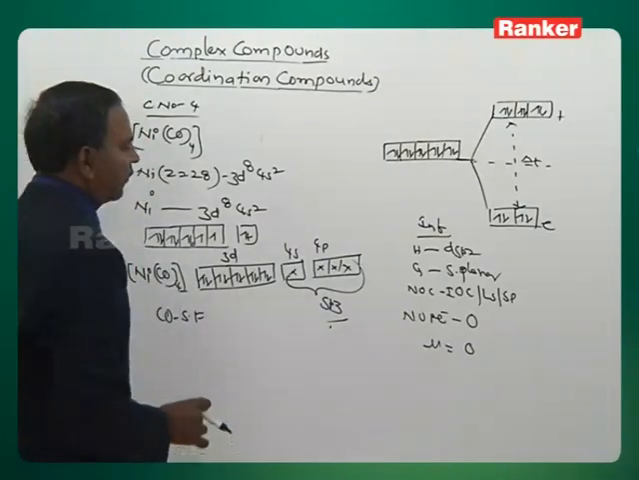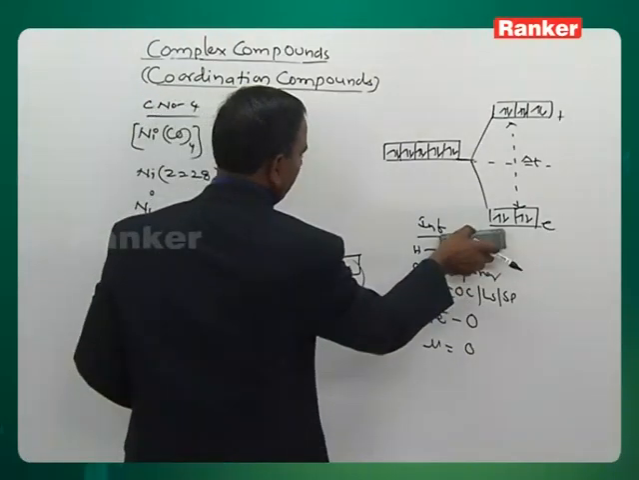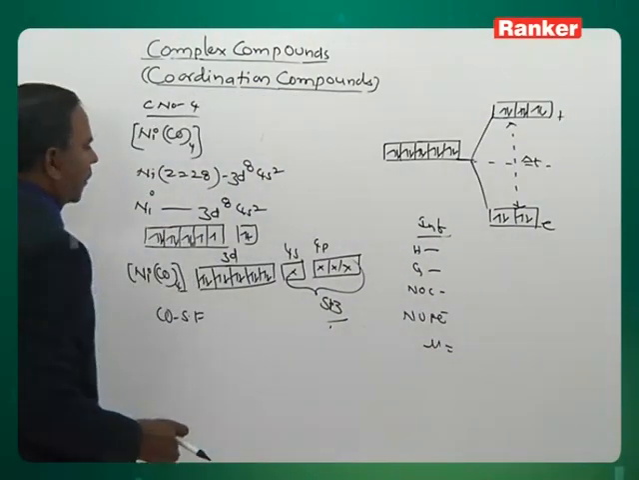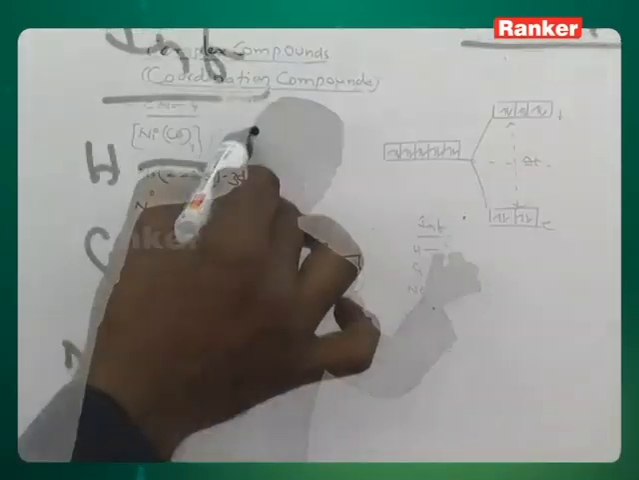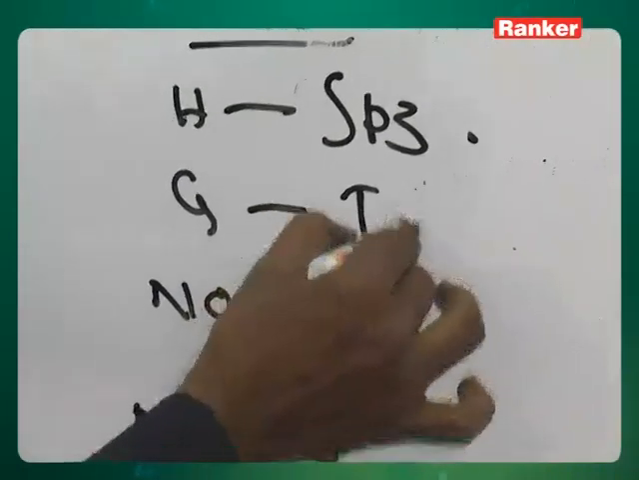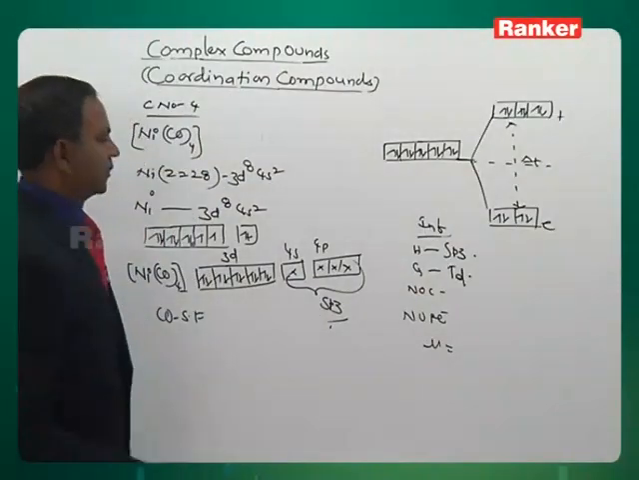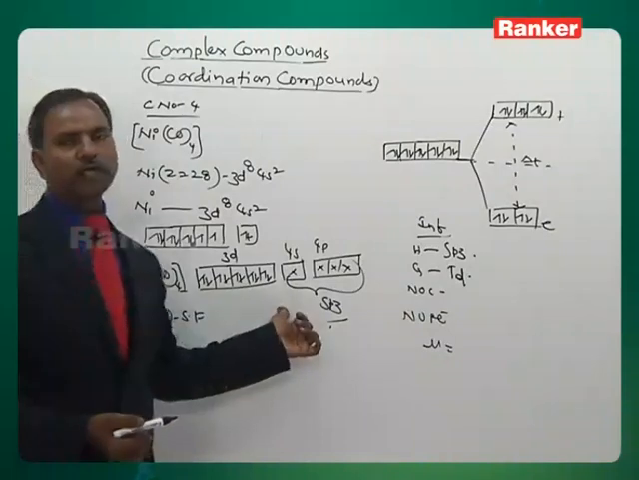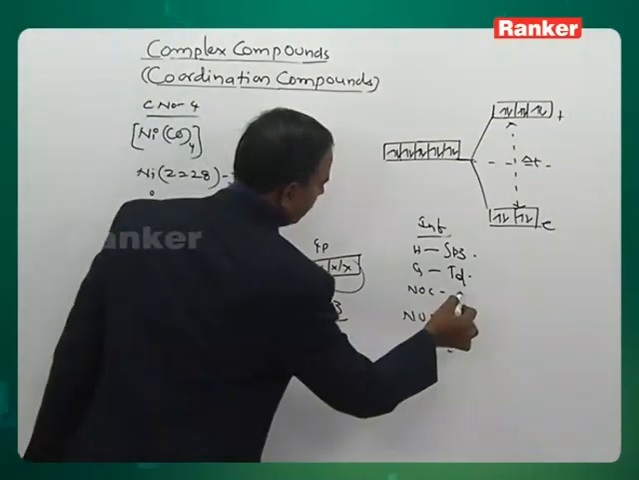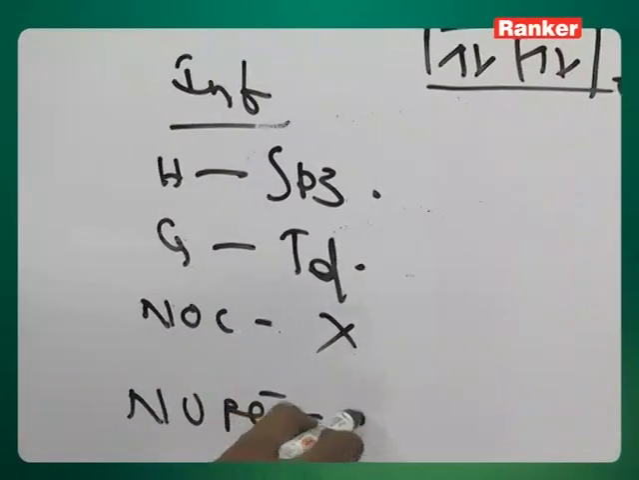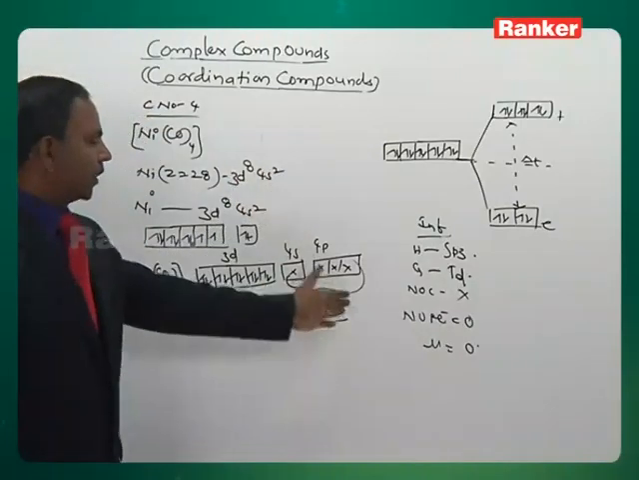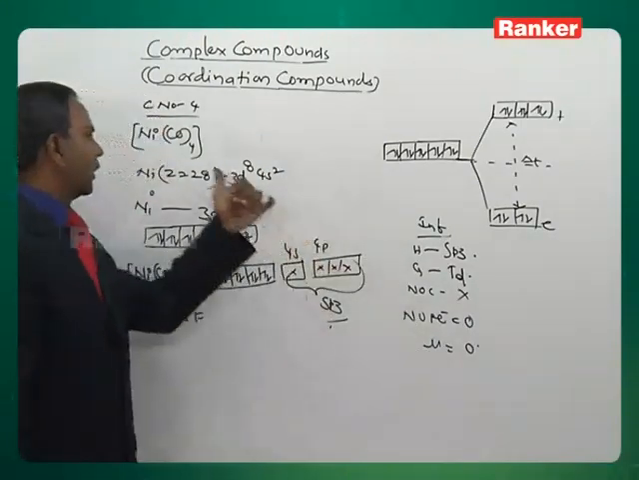Coming to the information part, we take this information for nickel tetracarbonyl. Hybridization, as shown on the board, is sp3. Geometry, well known to us, is tetrahedral. In this complex no d orbital is participating, either 3d or 4d, so let us leave the nature of the complex. Number of unpaired electrons is 0, magnetic moment 0. This is the information about nickel tetracarbonyl.